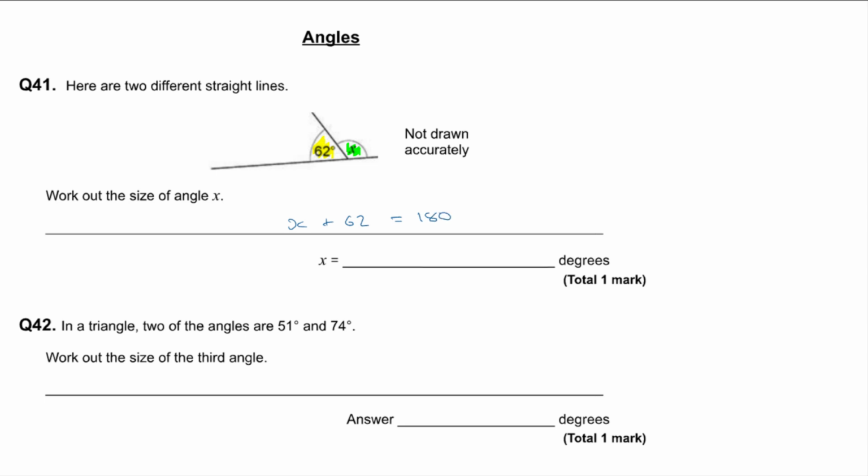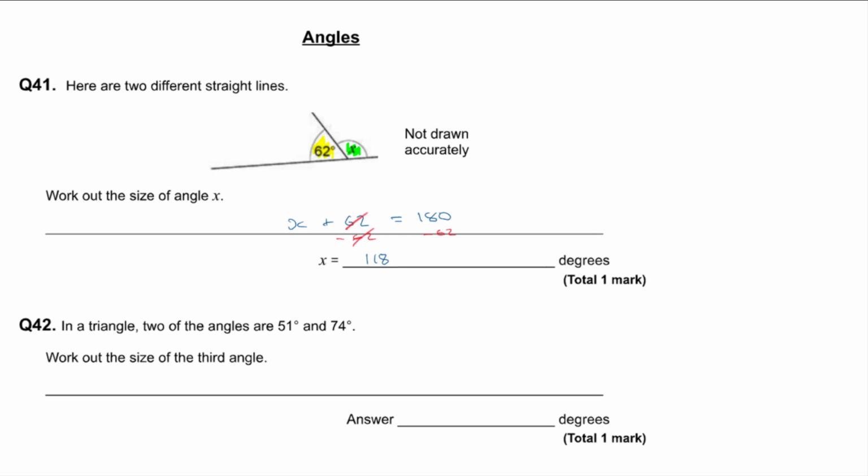So to find x then, we're going to have to subtract 62 from both sides, aren't we? So if I take 62 from this side, it leaves me with x. If I take 62 from the far side, 180, subtract 62, that is 118.